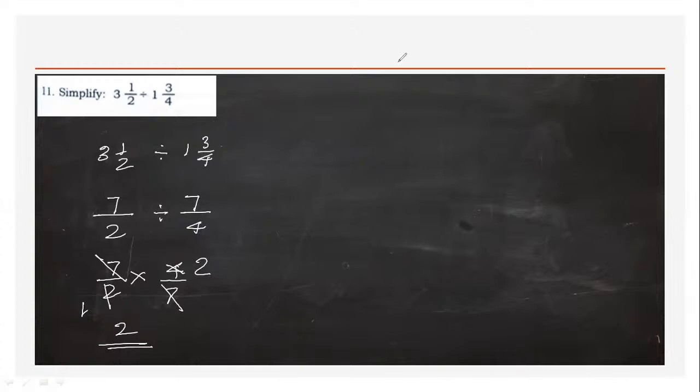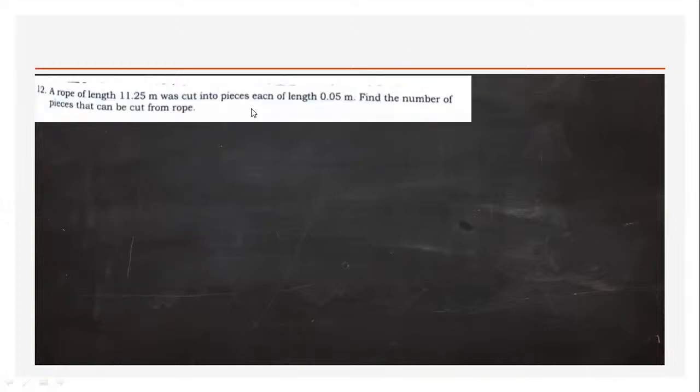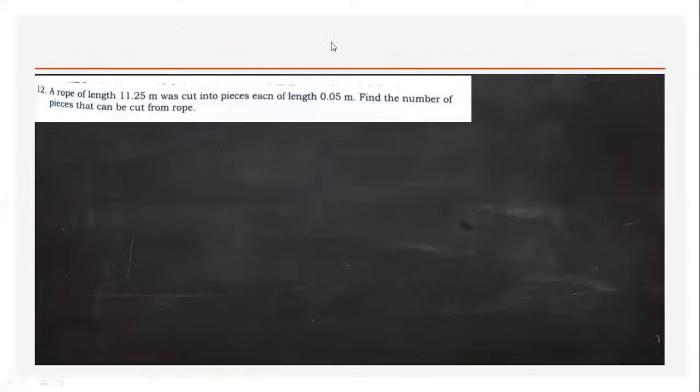Right, let's go to the next question. Question number 12. A rope of length 11.25 meters was cut into pieces each of length 0.05 meter. Find the number of pieces that can be cut from the rope.